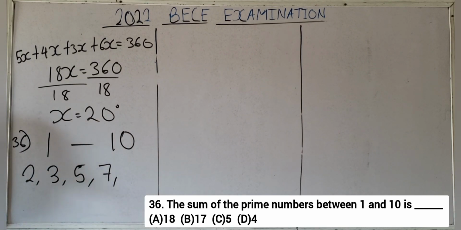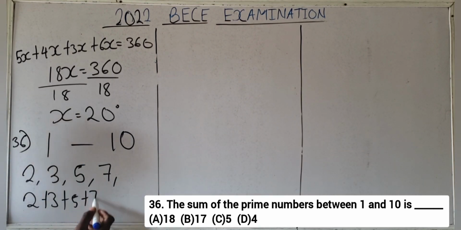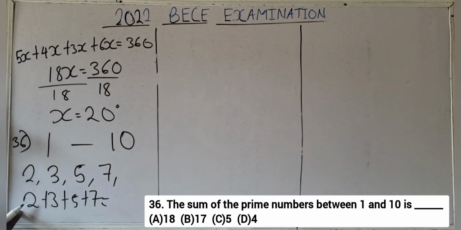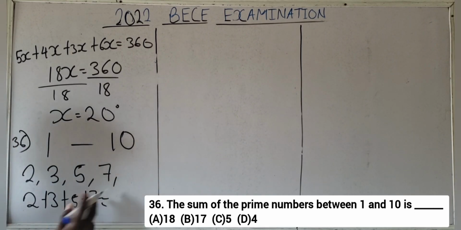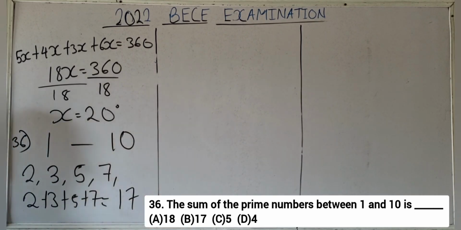Now, the question says the sum, and we know that sum simply means addition. So let us add all these numbers together: 2 plus 3 plus 5 plus 7. 3 plus 2 is 5, 5 plus 5 is 10, and 10 plus 7 is 17. So the correct option to that question is option B, that is 17.